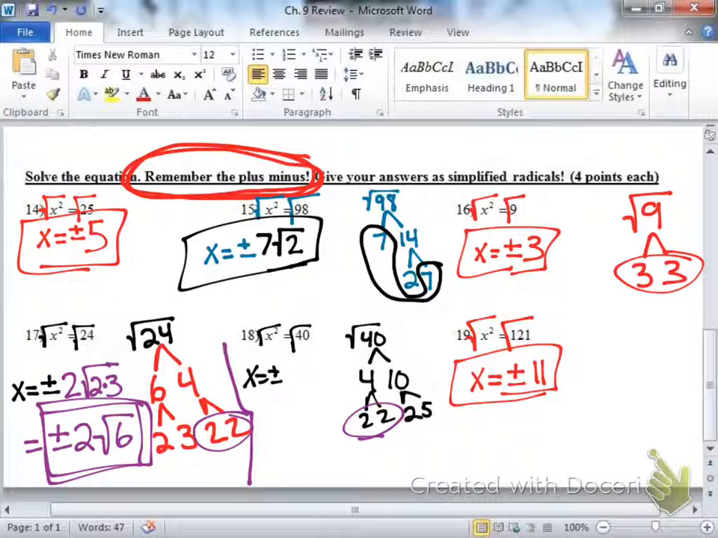2's come out. Stuck on the inside is 2 and 5. What is 2 times 5? 10. So I'll have plus or minus 2 on the outside, 10 on the inside.